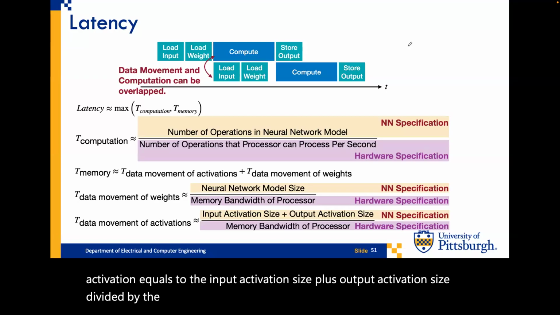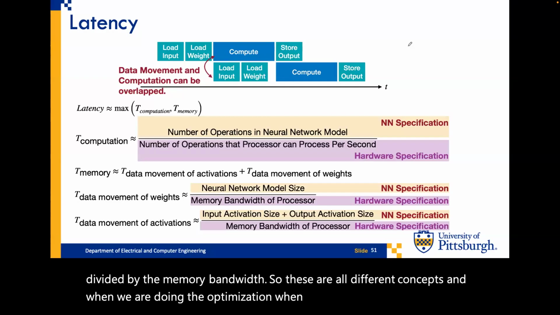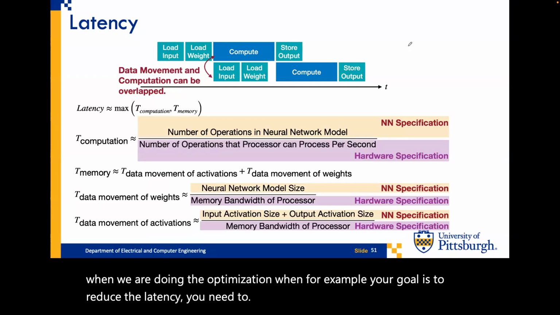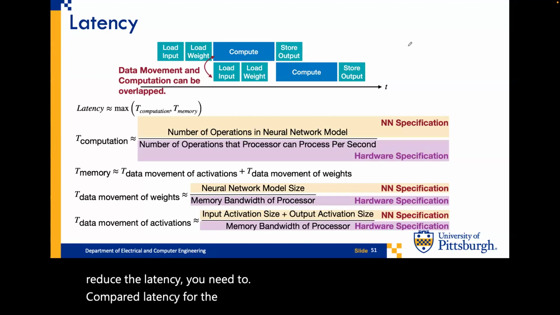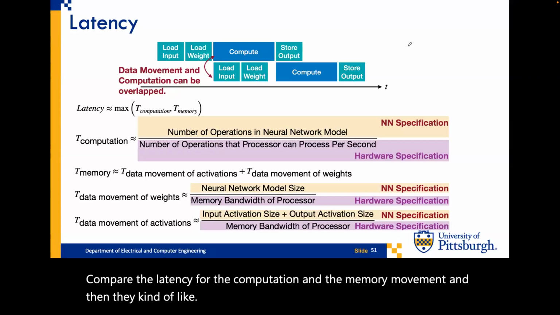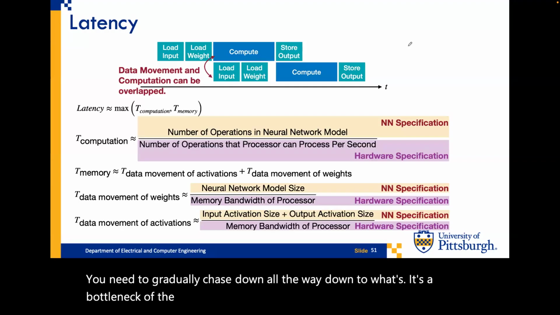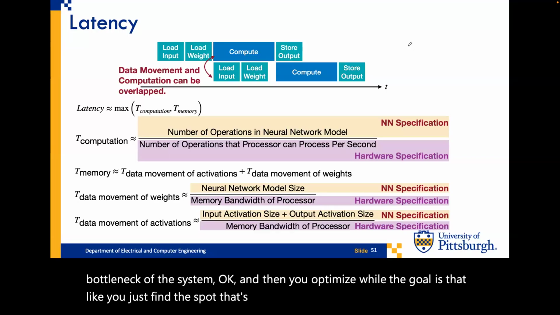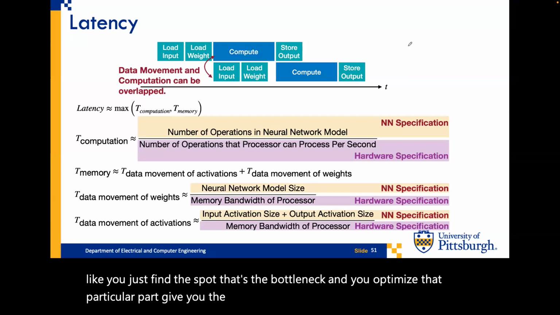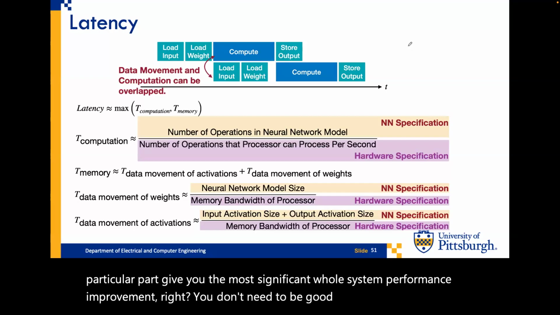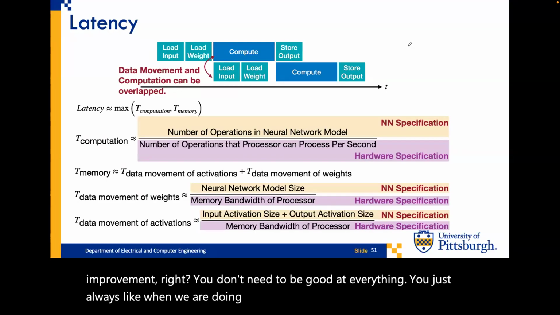So these are all different concepts. When we are doing the optimization, for example when your goal is to reduce the latency, you need to compare the latency of the computation and the memory movement. Then you gradually chase down what the bottleneck of the system is, and then you optimize. The goal is to find the spot that is the bottleneck and optimize that particular part, which gives you the most significant whole-system performance improvement. You don't need to be good at everything. When we are doing optimization, we always find the current bottleneck.